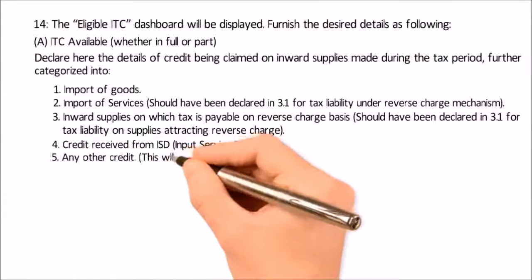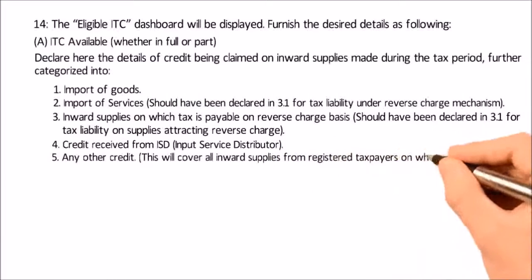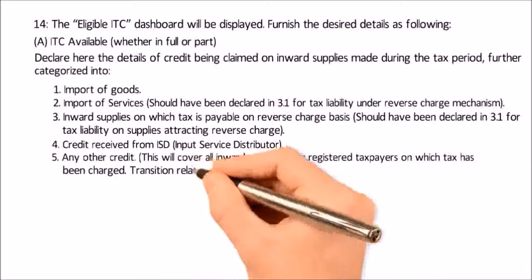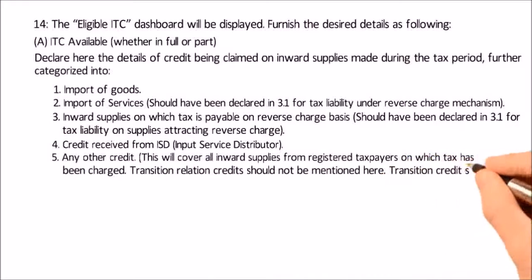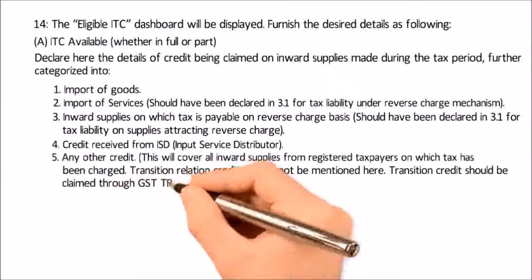5. Any other credit. This will cover all inward supplies from registered taxpayers on which tax has been charged. Transition related credits should not be mentioned here. Transition credit should be claimed through GST TRAN-1.